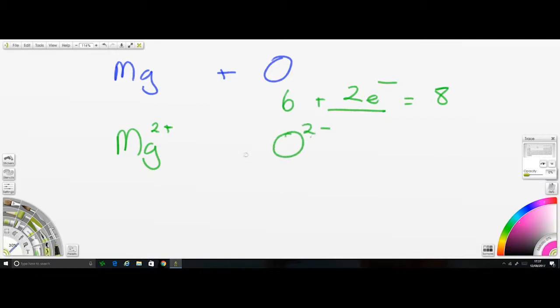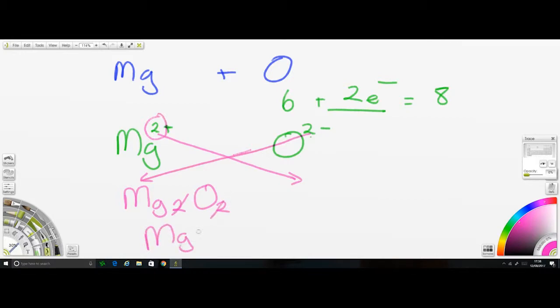Now what we're going to do to figure out the overall compound that's made is swap the numbers around. So this 2 from the oxygen is going to come down to the magnesium, and we're going to have Mg2. And this 2 is going to move over to the oxygen side, and we're going to have O2. Now because it's the same number, we can cancel this down to have MgO, magnesium oxide.